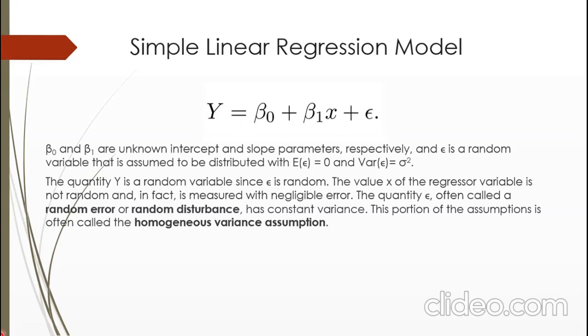The quantity y is a random variable. Since e is random, the value x of the regressor variable is not random and in fact is measured with negligible error. The quantity e, often called a random error or random disturbance, has constant variance. This portion of the assumption is often called the homogeneous variance assumption.